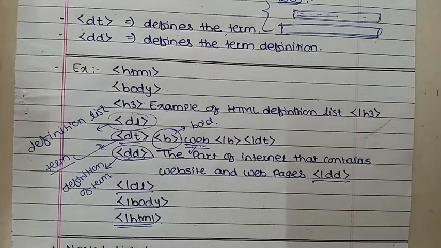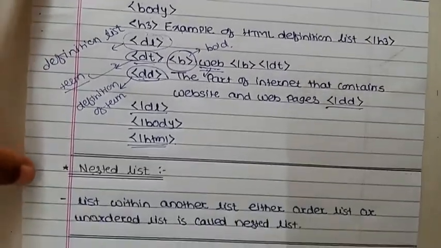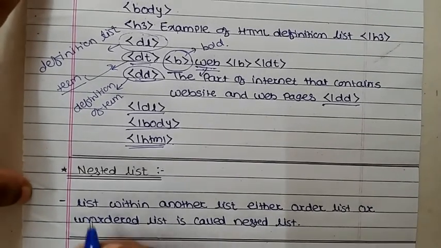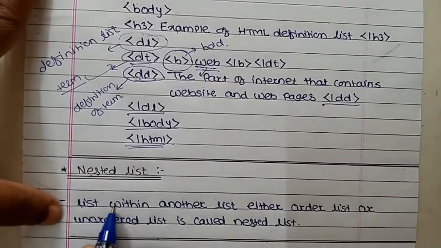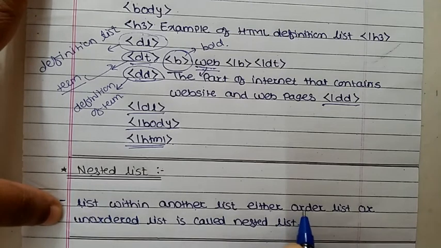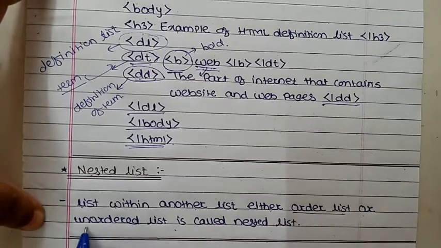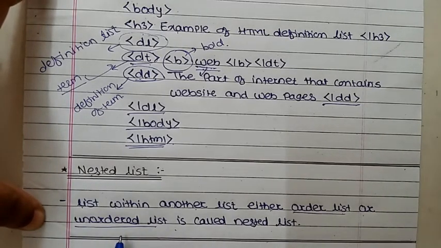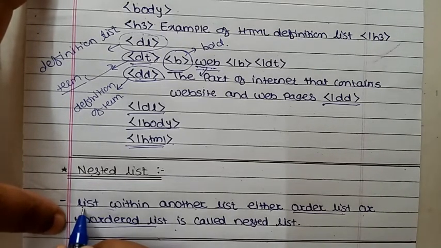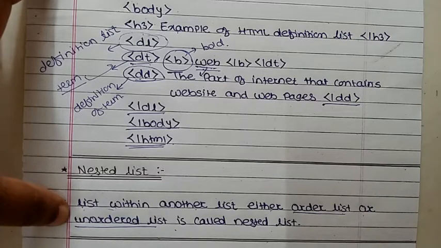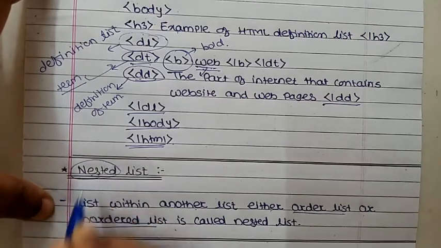One more concept related to the definition list is the nested list. What is meant by nested? Nested means a list within another list, either an ordered list or an unordered list. We studied ordered lists and unordered lists in earlier videos. When we define a list within a list, we call it a nested list.